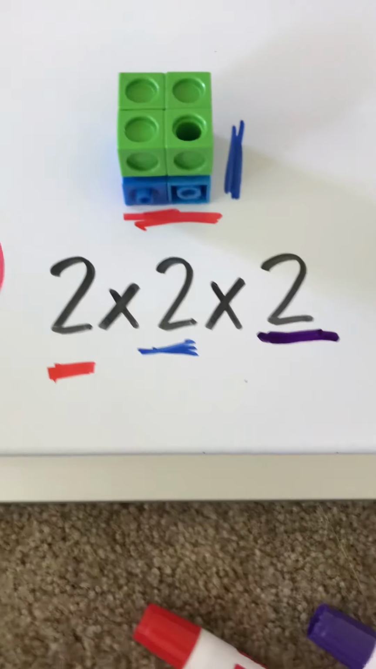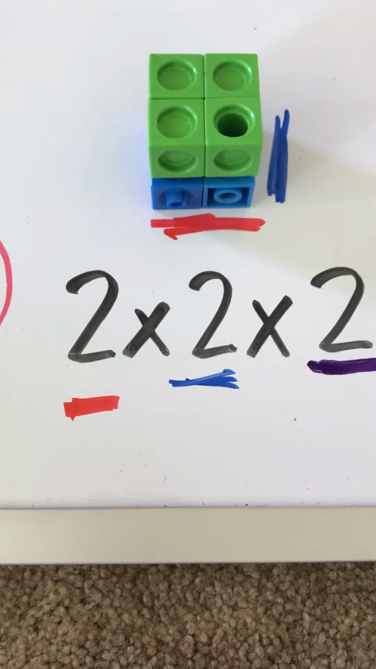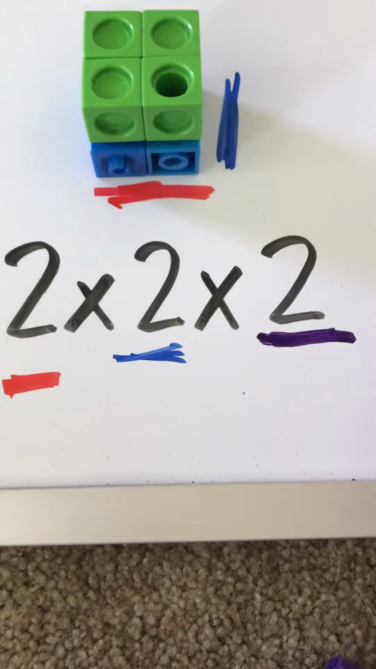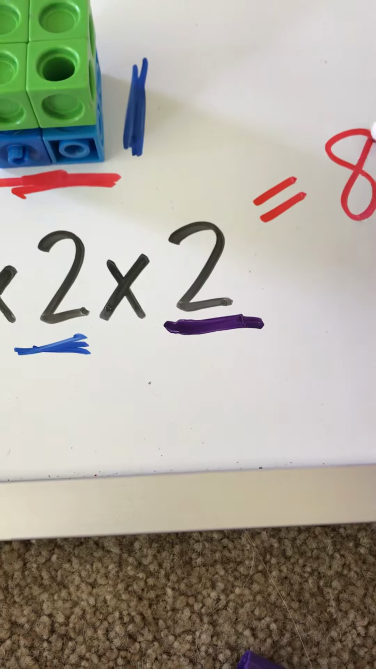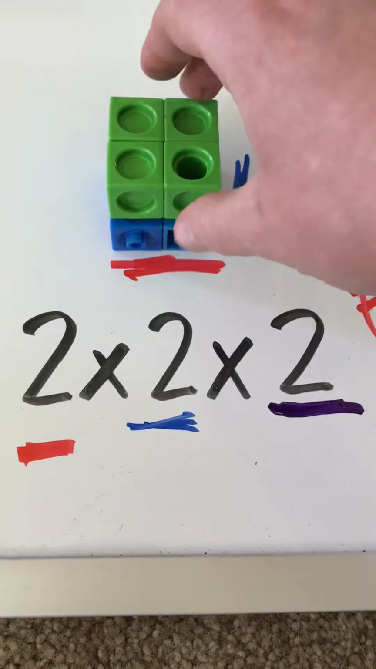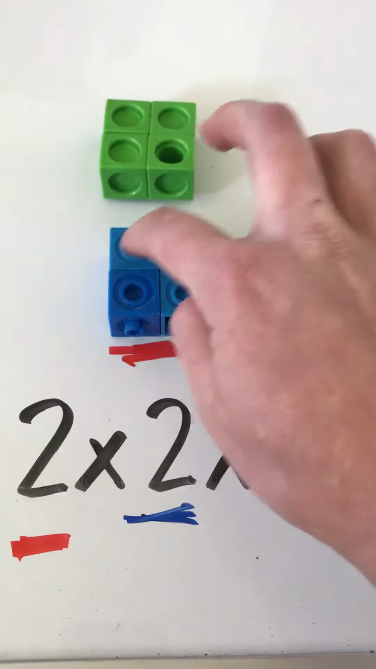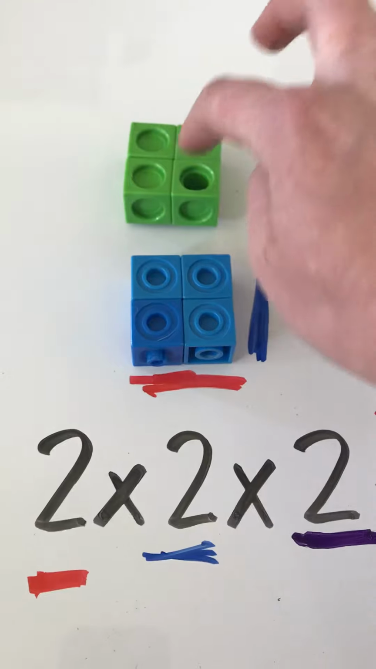So just like the last time, we're going to start by multiplying the first 2 numbers. So 2 times 2, which is 4. And then I'm going to do 4 times 2, which is going to be 8. And once again, if we were to deconstruct this shape, just like I had it in the beginning, 1, 2, 3, 4, 5, 6, 7, 8.